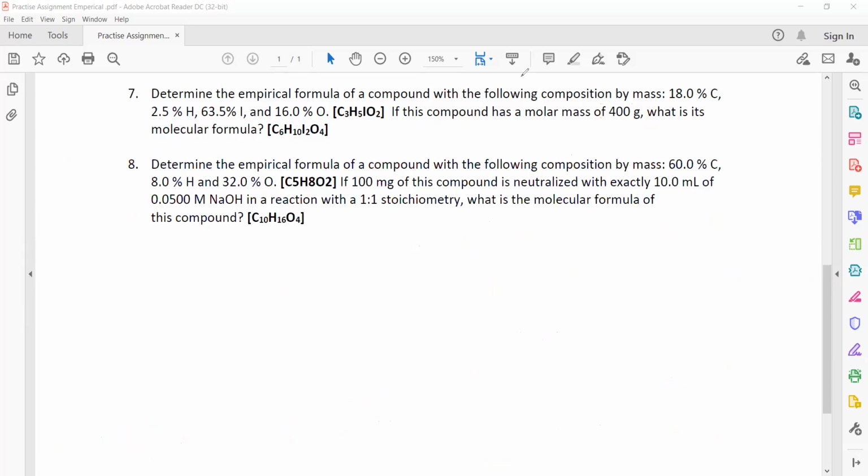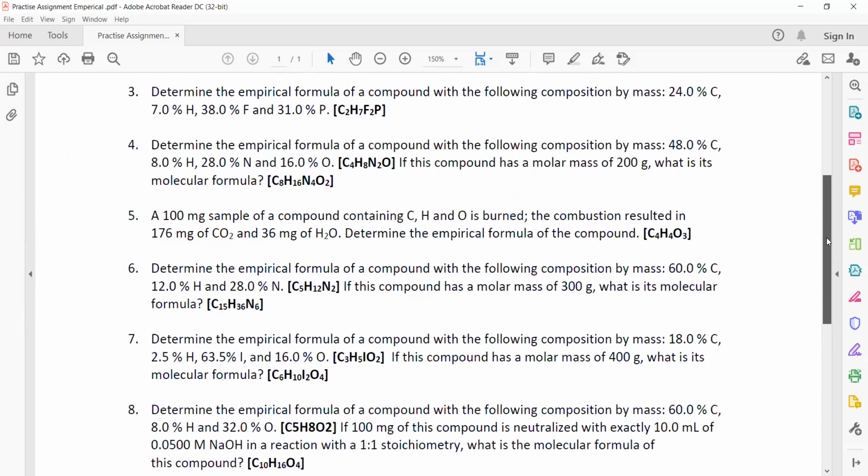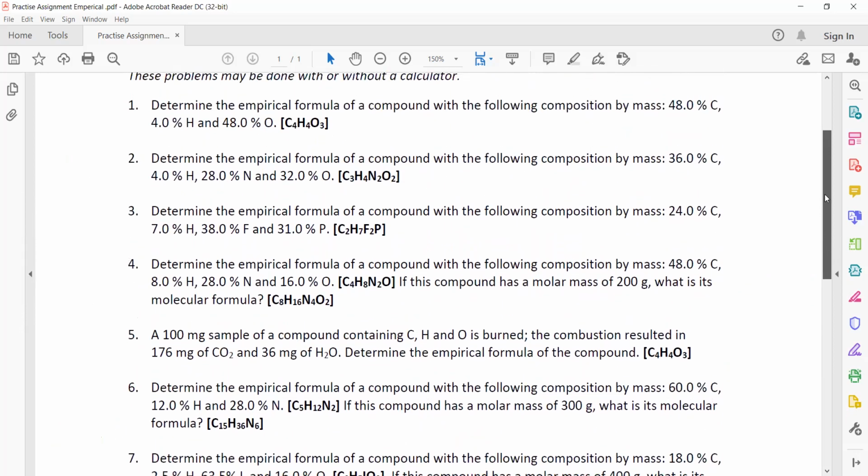So this was the exercise, the weekly homework, which I shared last week. Questions are interrelated and the answers are also given.